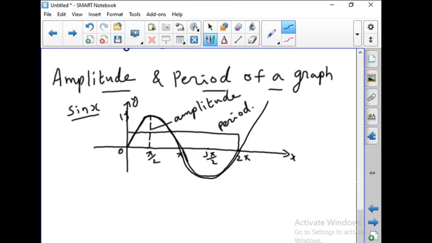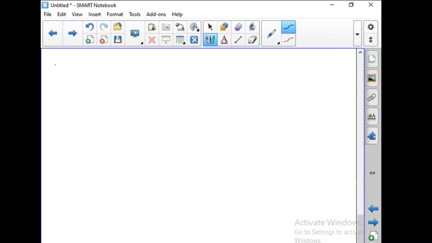Now, properties of sin x. What about the properties of sin x?